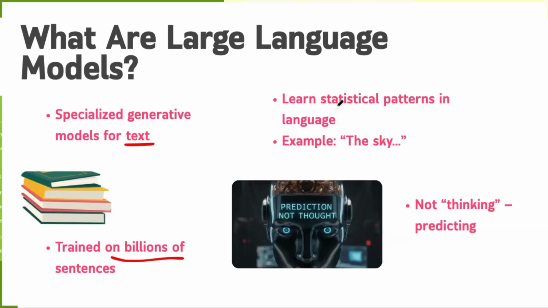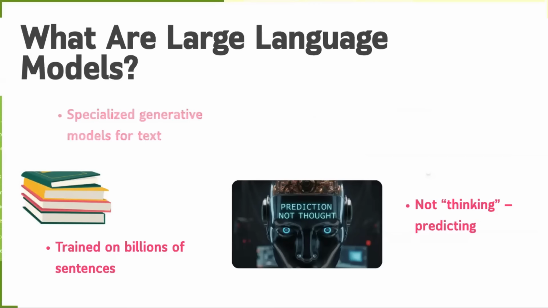LLMs don't really understand language. They learn patterns. For example, if you type "the sky is," the model predicts the most likely next word based on what it has seen before. LLMs don't think like humans. They predict the next word, token, or sentence that is most likely in context. Every answer is generated step by step based on patterns, not conscious thoughts.